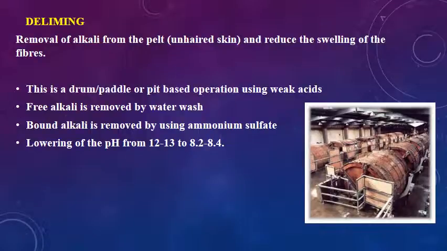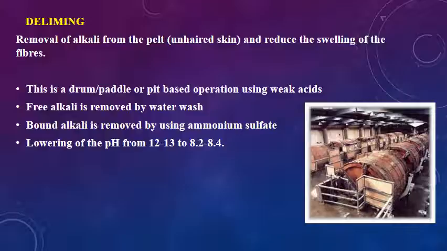Now the next step is de-liming, that is to remove the lime. As you know, lime is used in a huge quantity for removing the hair in the previous step. So it involves removal of alkali from the pelt, that is the unhaired skin. Once the hairs are removed, it is called pelt, and de-liming is also to reduce the swelling of the fibers. In an earlier stage we have seen the swelling of collagen fibers, which should be reduced. That happened due to the alkali.